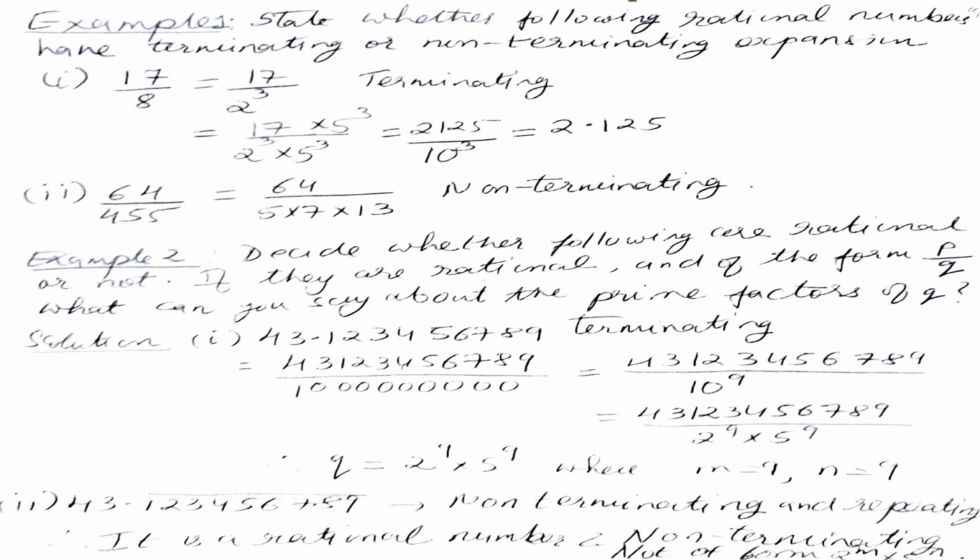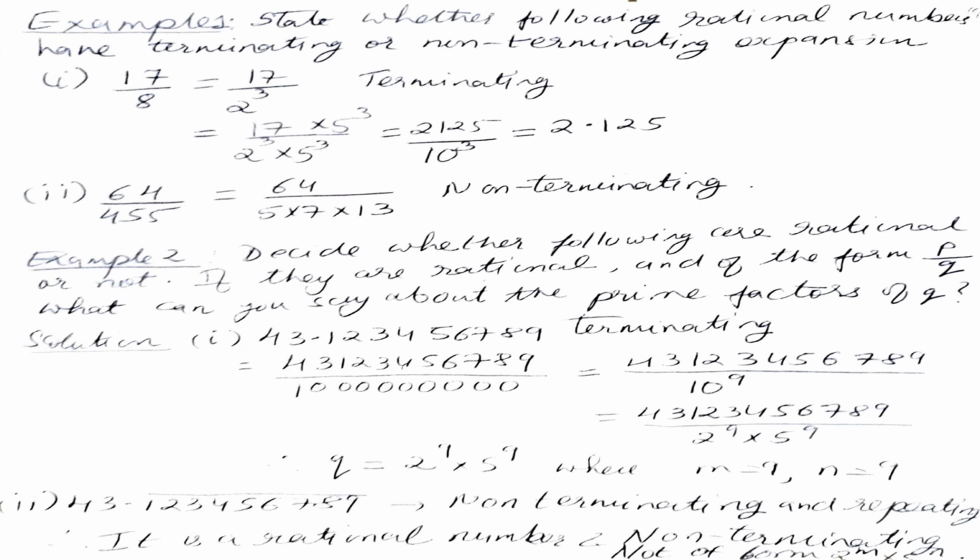Second example, decide whether the following are rational or not. If they are rational and of the form p upon q, what can you say about the prime factors of q? The first one is 43.123456789. It can be written as 43123456789 upon 10 raised to 9. So the denominator is in the form of 2 raised to 9 into 5 raised to 9. That means the denominator is equal to 2 raised to 9 into 5 raised to 9, where m and n both are 9.